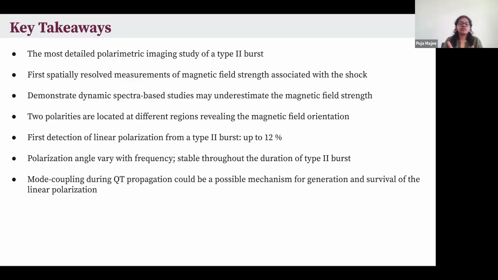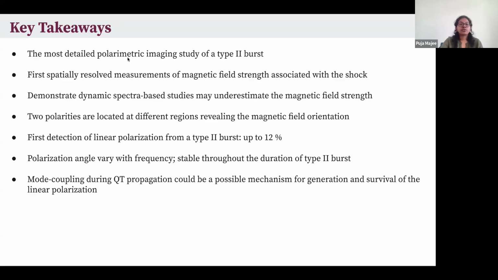As I said, spectro-polarimetric imaging studies of solar radio bursts are very, very important, because this will give us a lot of information about the local plasma density and the magnetic field, which may be washed out when we take dynamic spectrum based information.